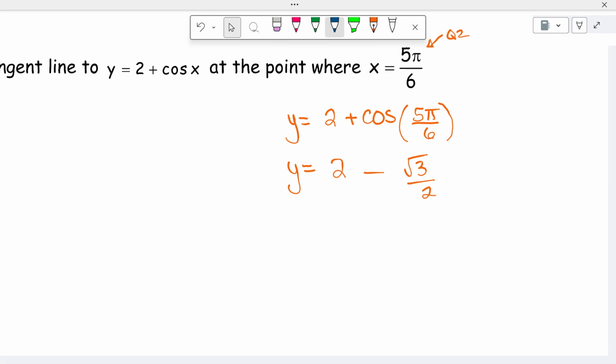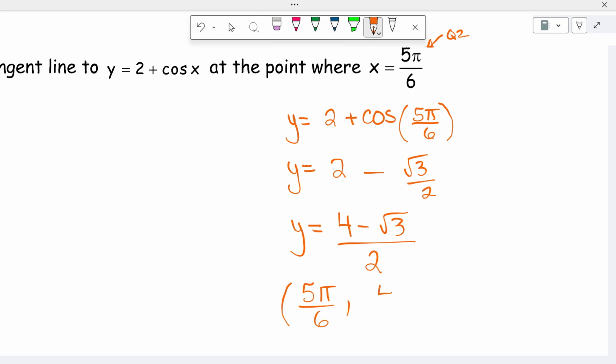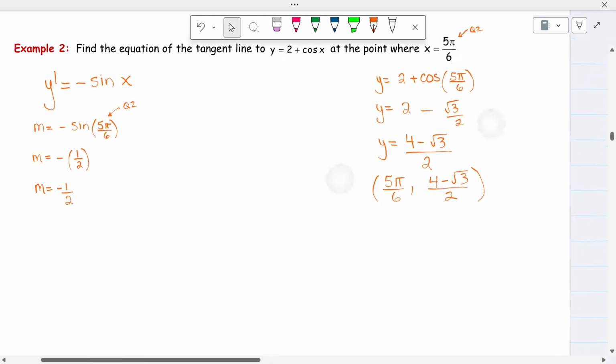Together? Okay. So I should actually say, do you guys understand what I mean? Separate or together? Get a common denominator or don't. Right? So if you want to put them together, then it would be y equals 4 minus root 3 all over 2. Do you guys agree? All right. So then your ordered pair is 5 pi over 6, comma, 4 minus root 3 over 2.